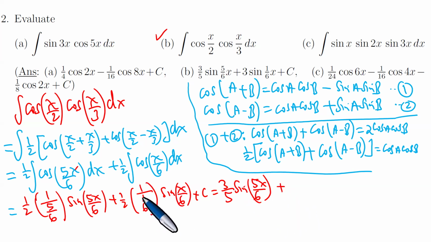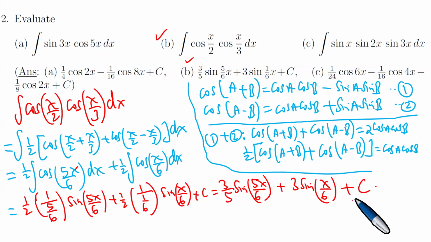So you bring the 6 up, which becomes exactly 3. The sine of x out of 6 plus c. It's exactly the answer. You see, in part B, we've got the answer because it's 3 out of 5, the sine of 5 out of 6x, plus 3, the sine of 1 over 6x plus c. So we've been able to solve problem B correctly as well.